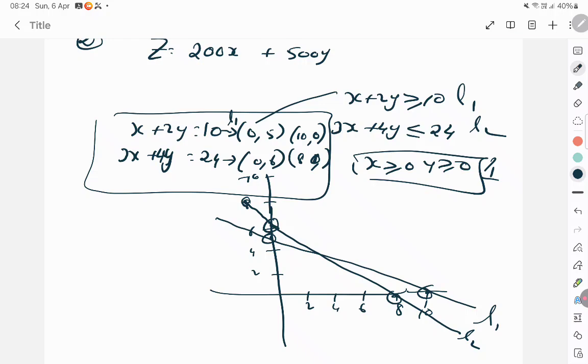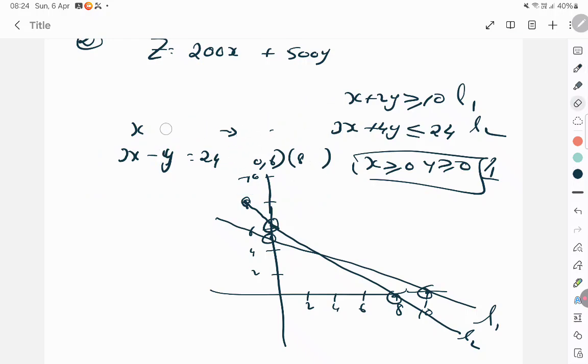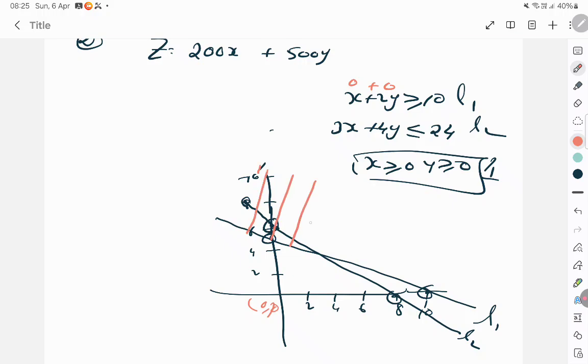Now you have to shade. You can now ignore the equality and take only the inequality. Put 0 and 0 here. Is 0 greater than or equal to 10? No. So the origin should not be covered for line 1. For line 1, the origin side should not be shaded. Only the other side should be shaded. Are you clear? Yes. Let's go to line 2.